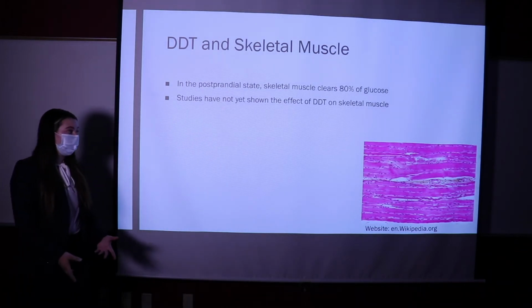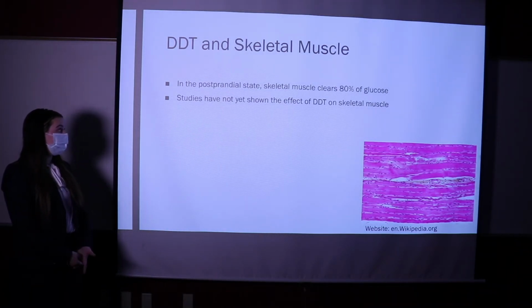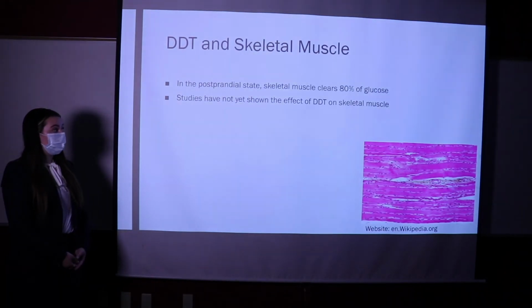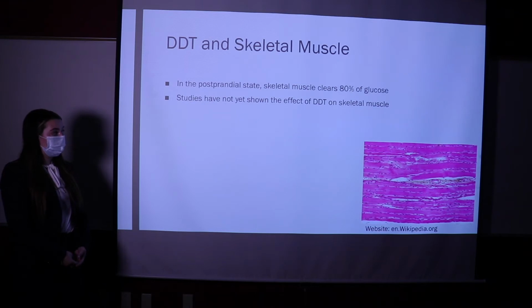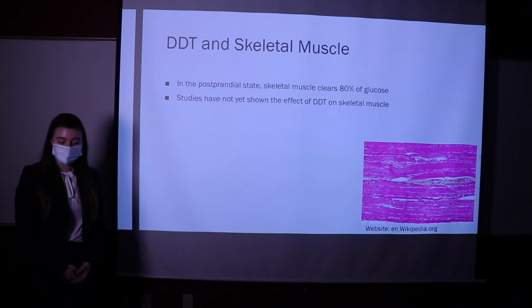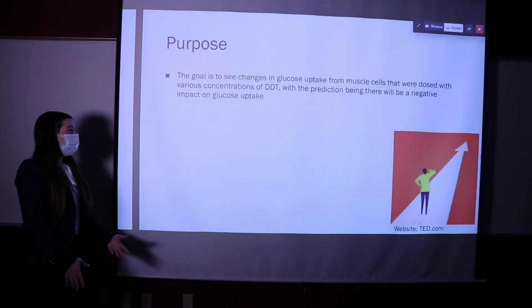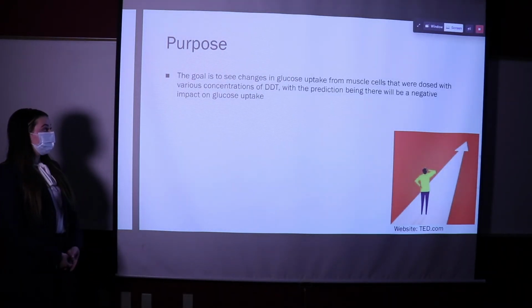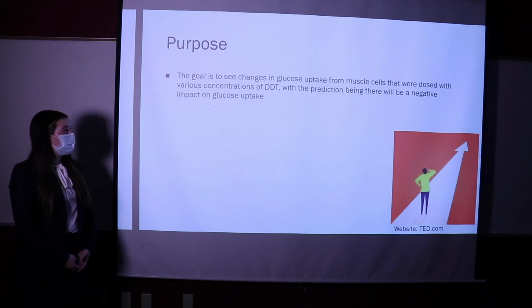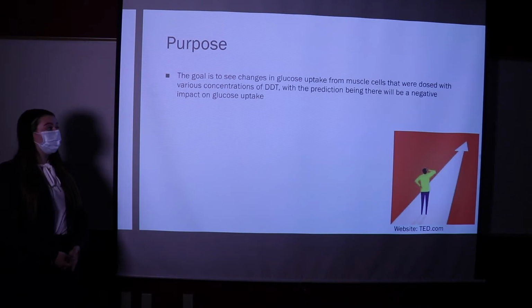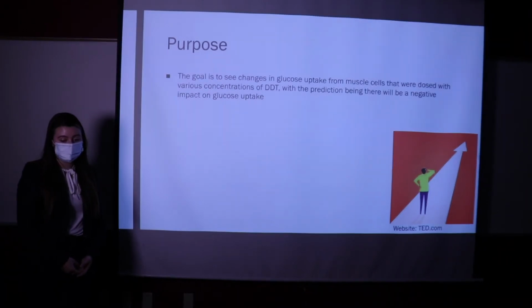So why study skeletal muscle? Well, in the postprandial state, or right after consuming a meal, skeletal muscle clears about 80% of glucose from the blood. And also studies have not yet shown the effect of DDT on skeletal muscle. The overall goal is to see changes in glucose uptake from muscle cells that were dosed with various concentrations of DDT, with the prediction being that there will be a negative impact on glucose uptake.